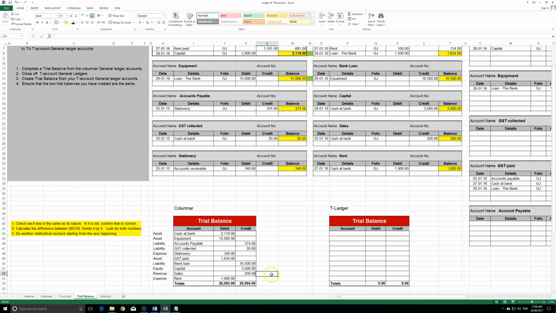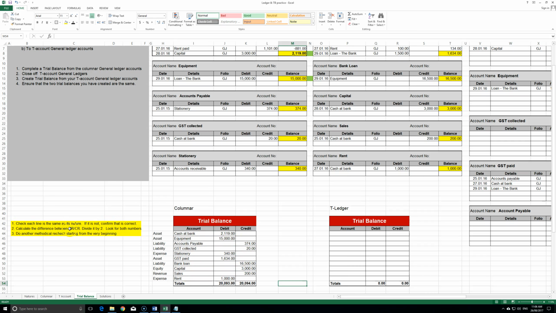Now look at my current situation. I've got my totals not equaling each other. They're slightly out, $1. I can try the first step, and I can see that, yes, all my assets are debits, my liabilities are credits, my expenses are debits, my equities are credits, and my revenues are credits. So that's fine. I've checked my step 1.